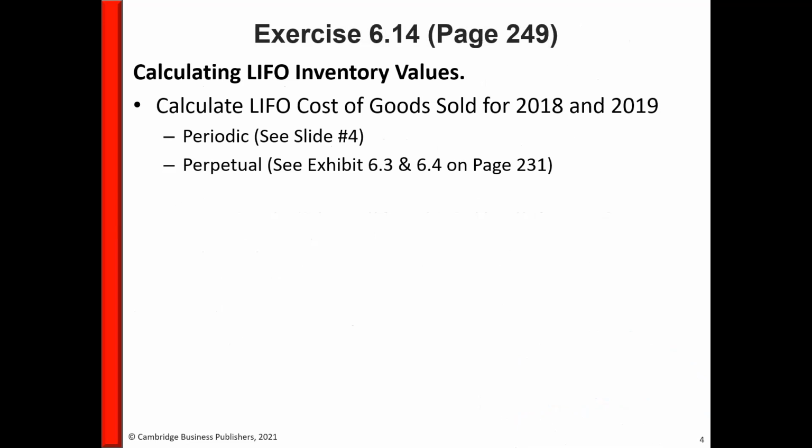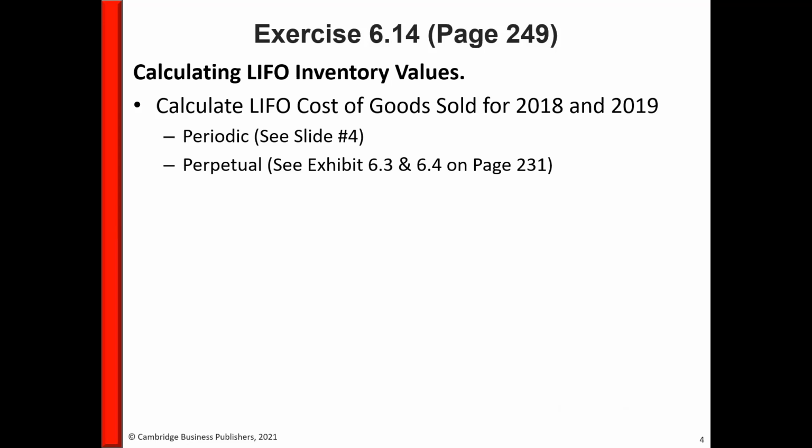For the periodic, this is very simple. You don't have to restate everything after each purchase and each sale. If you got fuzzy on this one, just take a look at slide 4. You simply take the beginning inventory, add all the purchases, figure out what your ending inventory is, and you're done. Under LIFO, your ending inventory is made up of your oldest possible costs. So that one was pretty simple.